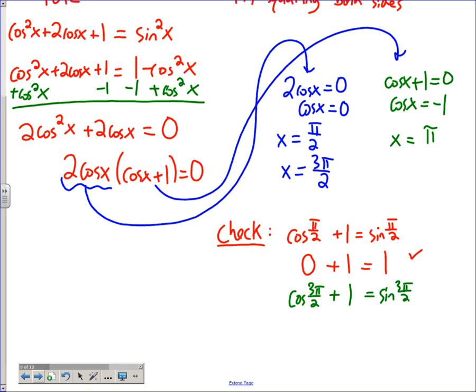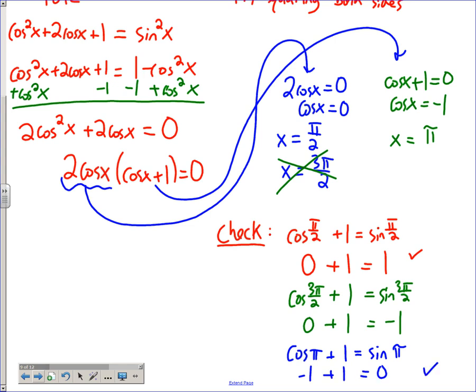So is cosine of 3 pi over 2, that would be 0 plus 1, and the sine of 3 pi over 2 is negative 1. So 1 is not equal to negative 1. We're going to cross off x equals 3 pi over 2. And our final answer we're checking is pi: is the cosine of pi plus 1 equal to the sine of pi? Well, negative 1 plus 1, is that equal to 0? Yes, it is. So our two answers are x equals pi over 2 and x equals pi.